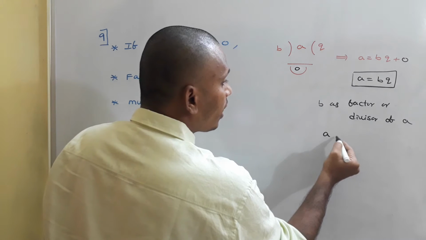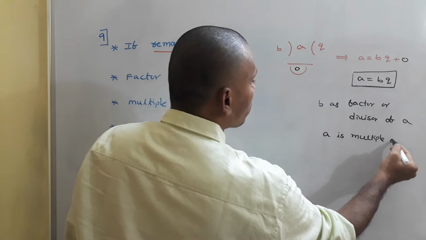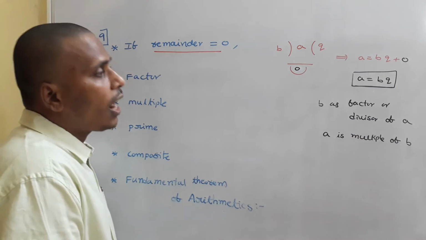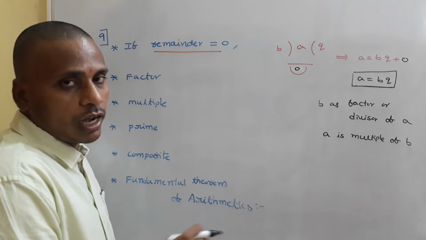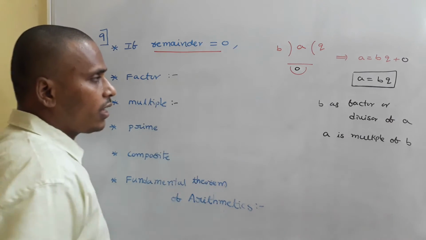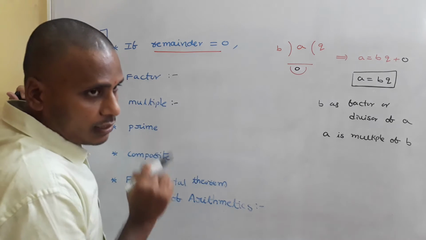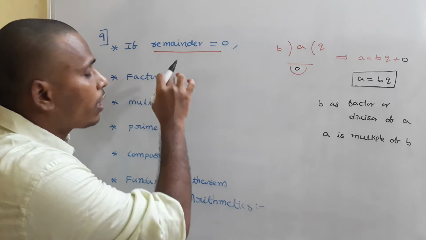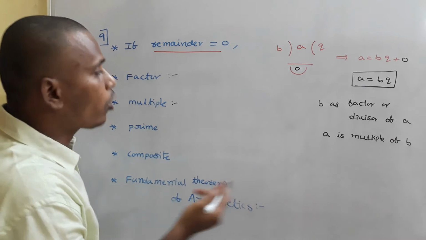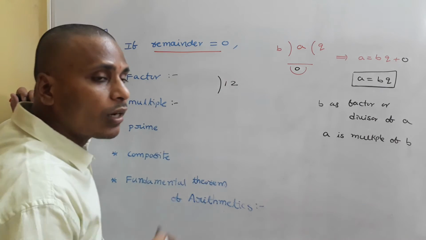And in the same way, A is called a multiple of B, because B into some Q will give us A. So A is a multiple of B and B is a factor of A. Factor or divisor, both are the same. So the concept of factor and multiple arises at this position, if the remainder is 0. Suppose I wish to find factors of 12, what do I need to do?